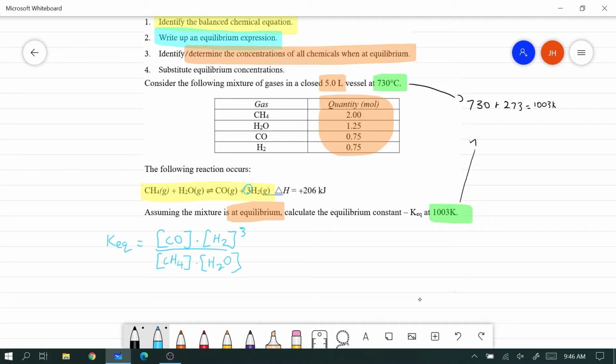Just note that the concentration of the water is included in this one because the water is a gas, so it has a concentration unlike a liquid version. The next thing that we need to do is step 3, determine the concentrations of all chemicals when at equilibrium.